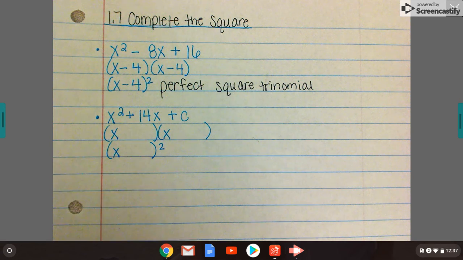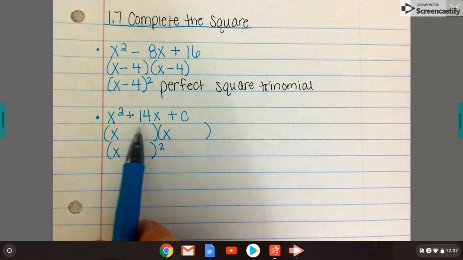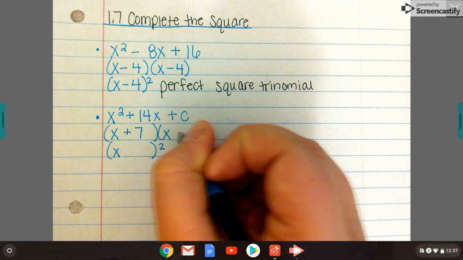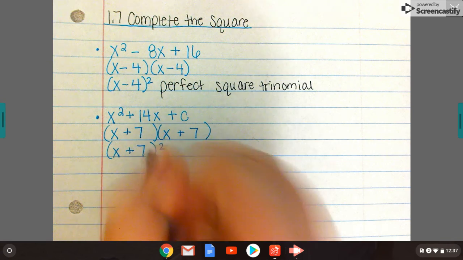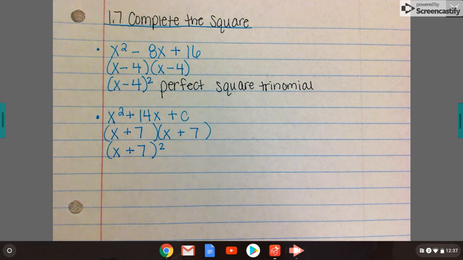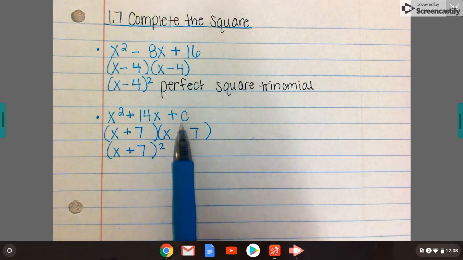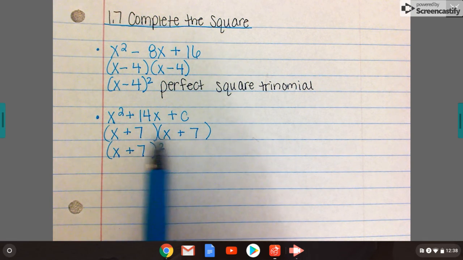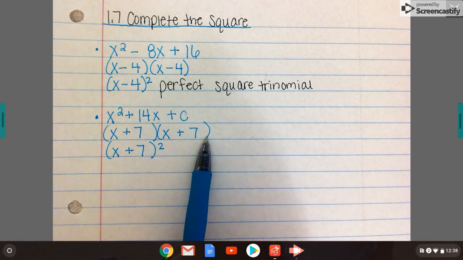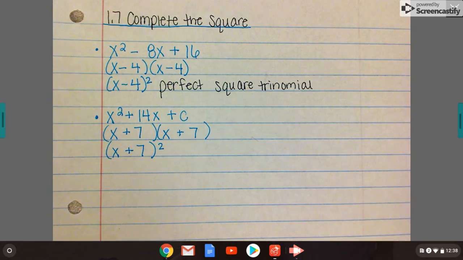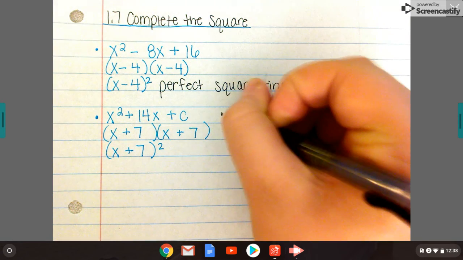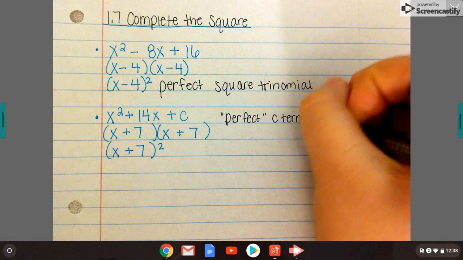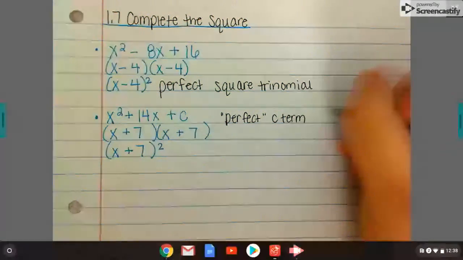So you might be able to guess you will need to use a 7, because 7 is the only number that adds to itself to make a 14. So I would have needed 7 plus 7. So that's the number we're going to need. But what would our C have been? If you think about the FOIL out, the L term, the last times the last, would have given us 49. So our C here, our perfect C term, I'll call it, in this situation is going to be 49.